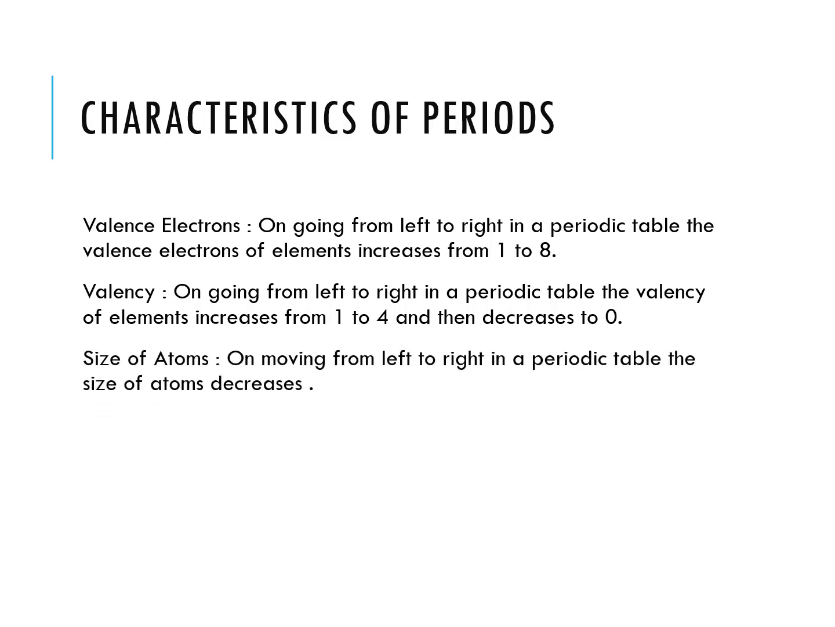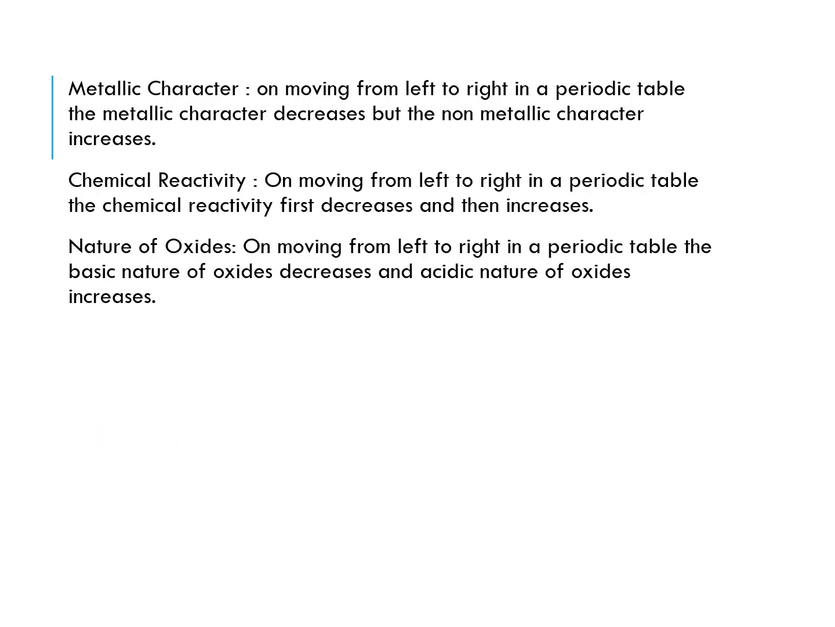Size of atoms, on moving from left to right in a periodic table, the size of atom decreases. The metallic character, on moving from left to right in a periodic table, the metallic character decreases but the non-metallic character increases. Chemical reactivity, on moving from left to right in a periodic table, the chemical reactivity decreases and then increases. Nature of oxides, on moving from left to right in a modern periodic table, the basic nature of oxide decreases and acidic nature of the oxide increases.